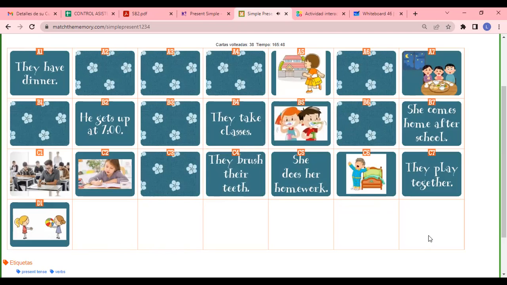Yes, read the sentence, please, mister. They push the... Yes, very good. Giovanni, yes, 1, 2, 3, go. A4. Okay. 1. B1. Yes, read it please, mister. She takes a shower. Amazing.